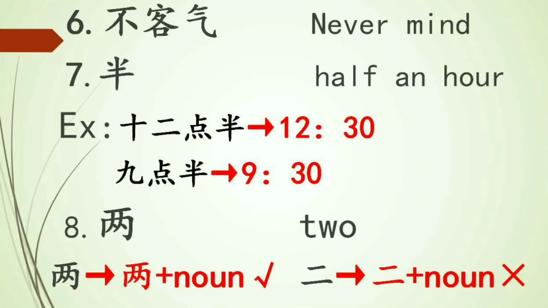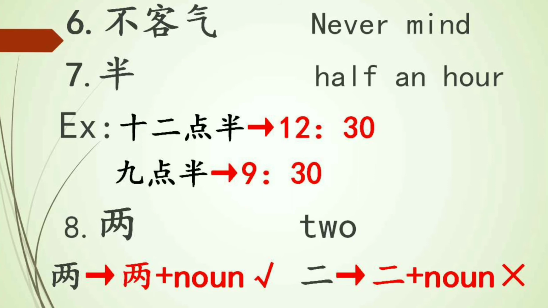Okay, so let's continue. The next vocabulary is 不客气. 不客气 means never mind or you're welcome. If someone says 谢谢, you can say 不客气. Many students may have learned Chinese for 2, 4, or 5 years, but you still don't know how to respond. If they say 谢谢 you just smile. So now you have to remember it. If someone says 谢谢 to you, you can say 不客气.